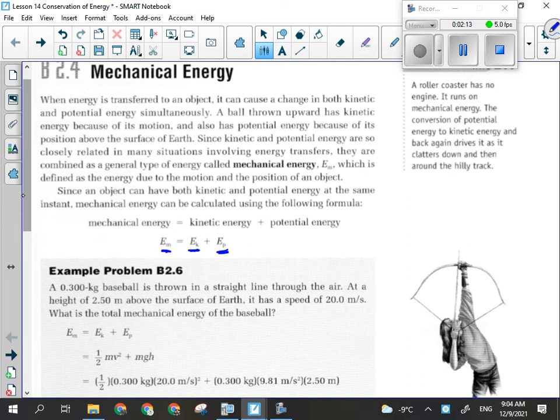When energy is transferred, it can cause a change in energy. That's work. A ball thrown upward has kinetic energy because of its motion. It also has potential energy because of its position. So it has both. It has mechanical energy. If it has one or the other, it has mechanical energy.